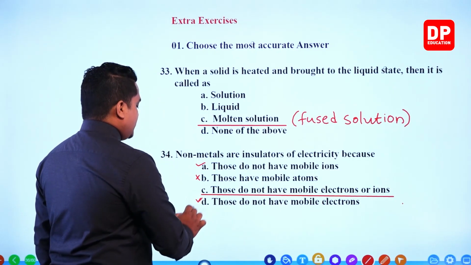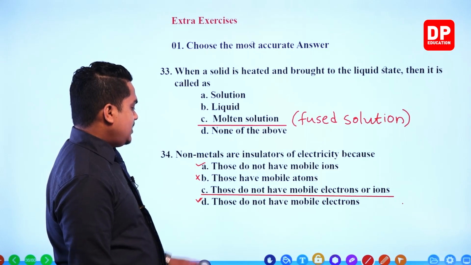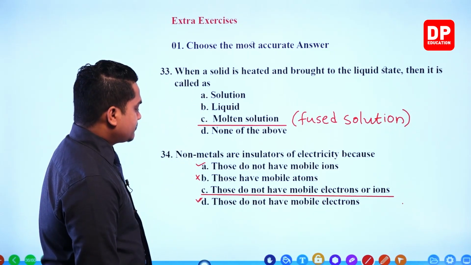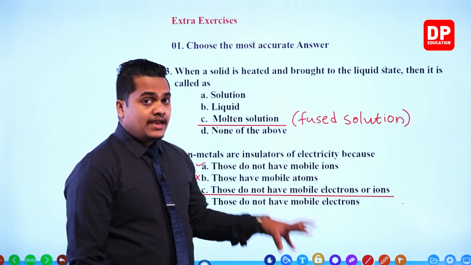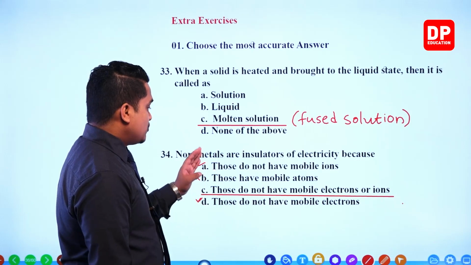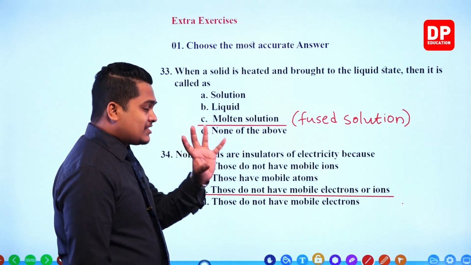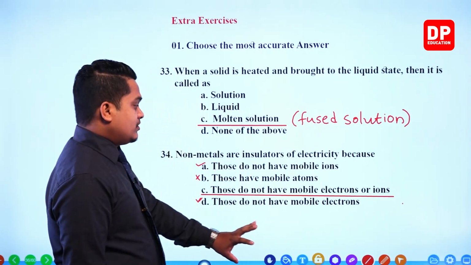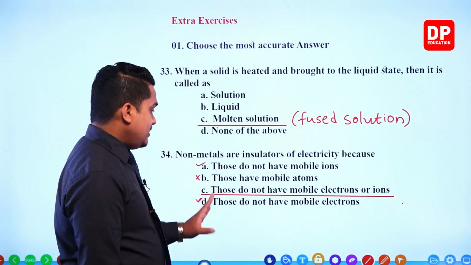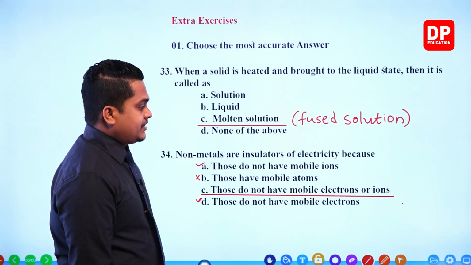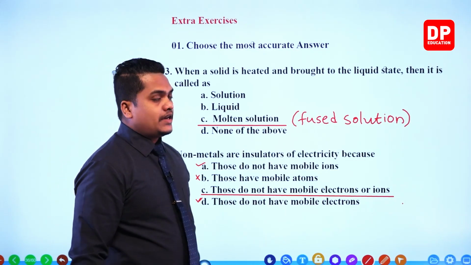However, my dear children, this one is also correct. Those do not have mobile electrons. Of course, they do not have mobile electrons or else ions. So both of these are correct. The most appropriate answer would be, as they do not have mobile ions or electrons. Then these things are considered as insulators of electricity, so they won't be able to conduct electricity.